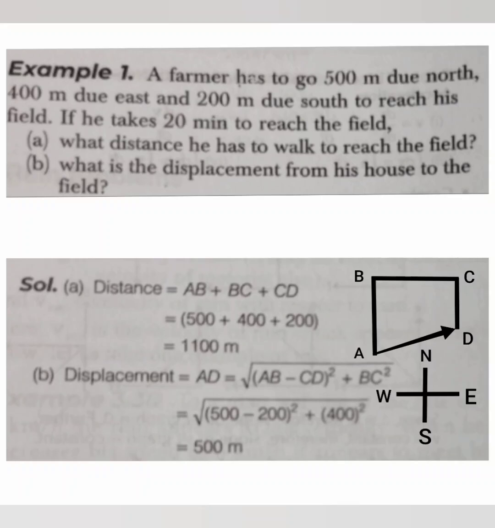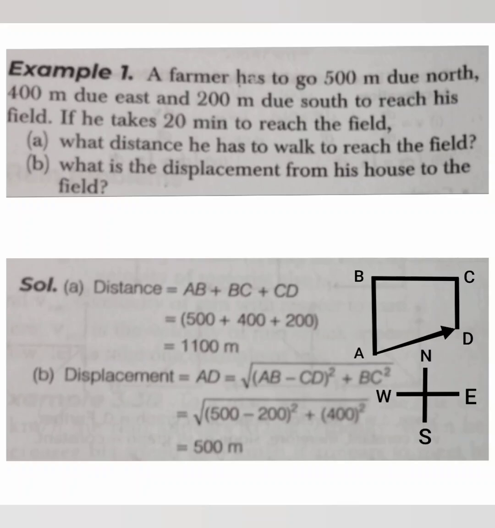Here is another problem. A farmer has to go 500 meter due north. So in the diagram, AB is 500 meter, then 400 meter due east, so BC is 400 meter, and 200 meter due south, so CD is 200 meter, to reach his field. So the farmer wants to go from A to D, by such a path. Now, what is the distance traveled by the farmer?